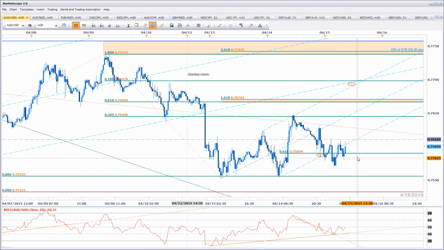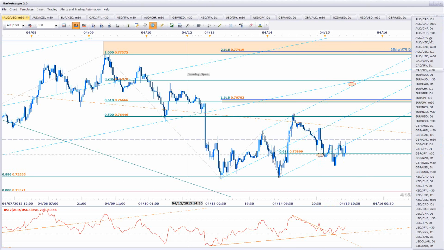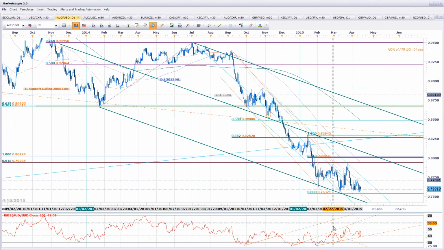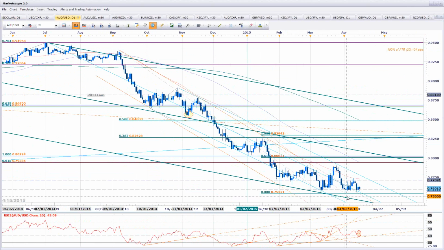Why is that level important? 75.90 is not just a basic 618 of the stretch off this week's low. That's the least of the reasons. If you go to the daily chart, 75.90 is also representative of the low day close for the year, which we haven't seen a close below yet. Okay? And here's actually the close low that we made in March. So you got a double whammy here at 75.90.